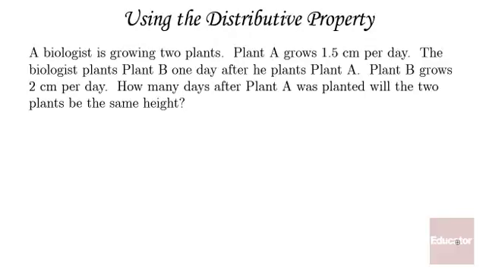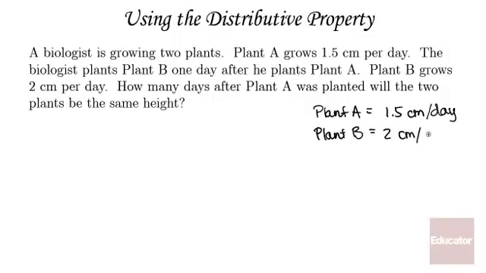All right, so let's talk about what's going on in this problem. This biologist is growing 2 plants. He's growing plant A and plant B. If you notice, plant A grows at 1.5 centimeters per day. Plant B grows a little faster. It grows at 2 centimeters per day. And we want to see when these 2 plants are going to catch up in height. Well, they wouldn't catch up in height since plant B is always faster, except for the fact that the biologist planted plant B a day later. So he gave plant A a head start.